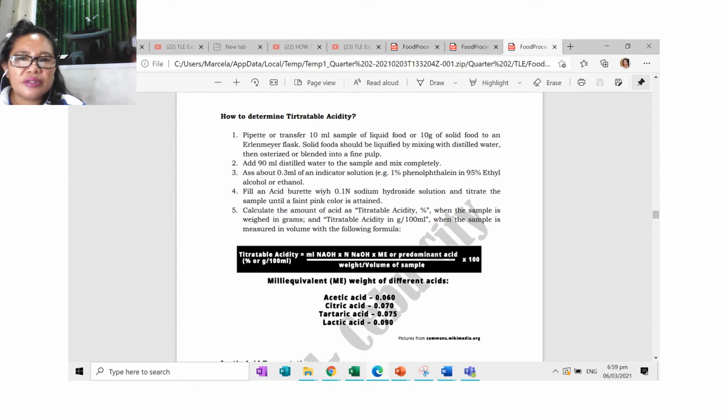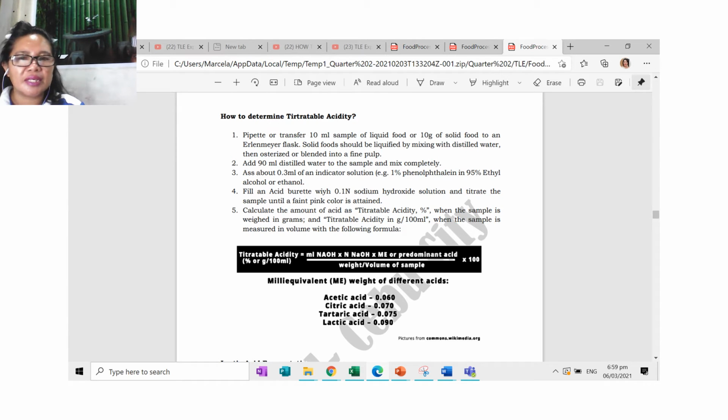Phenolphthalein, in 95% ethyl alcohol or ethanol. Then you are going to fill a clean burette with 0.1 N sodium hydroxide solution and titrate the sample until that faint pink color is attained.